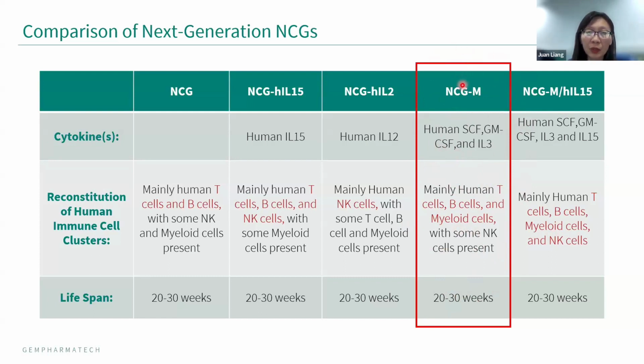So these mice could be very valuable models for us to study the human immune system and the contribution of the human immune system to the development of autoimmune disease. It will also help us to evaluate drugs targeting human targets, to evaluate the drug efficacy.